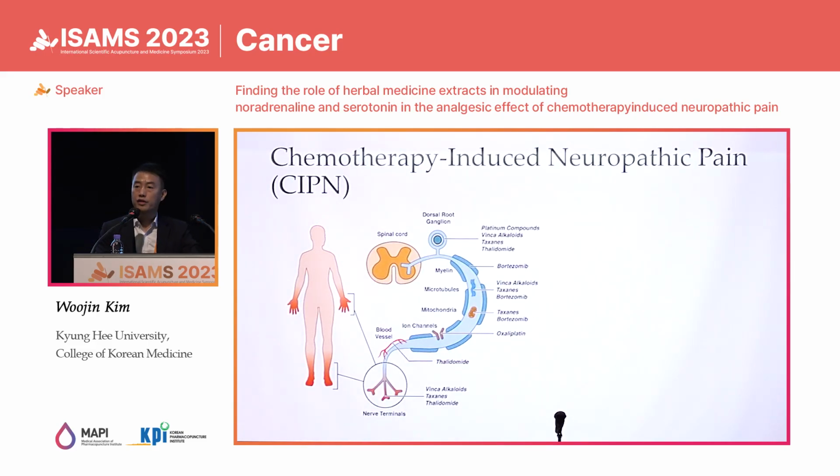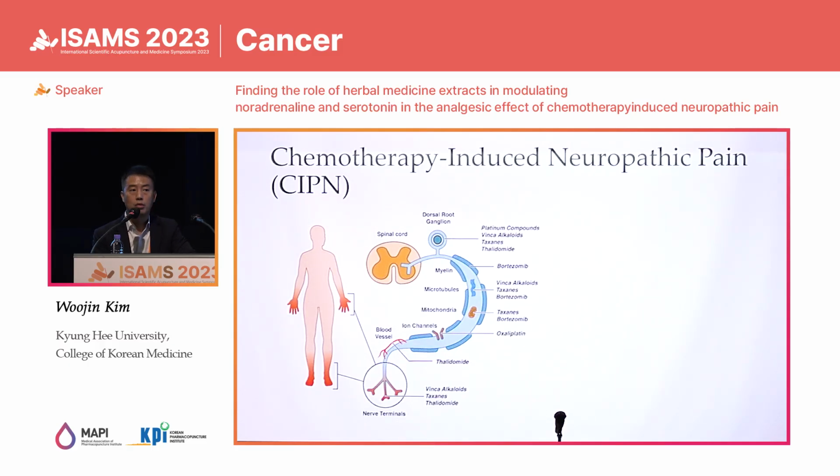There are a lot of different types of neuropathic pain. You can have diabetic-induced neuropathic pain, postoperative neuropathic pain, and trigeminal neuropathic pain. But what I am interested in is CIPN, which is chemotherapy-induced neuropathic pain. There are a lot of neuropathic pain drugs, as you can see here in the figures. I don't know if you can see the red dots that I'm showing.